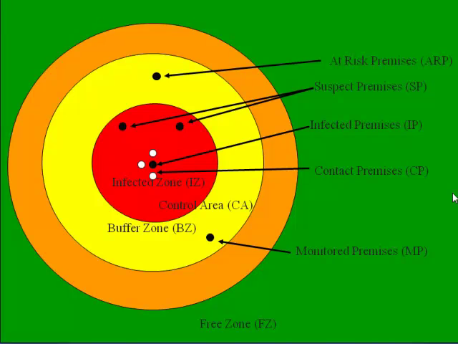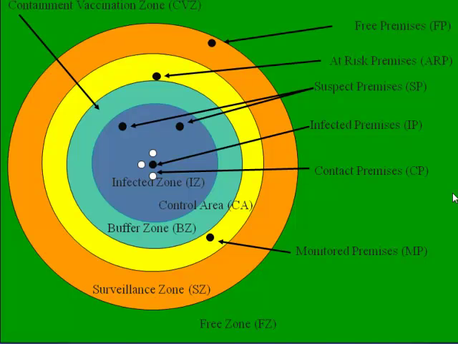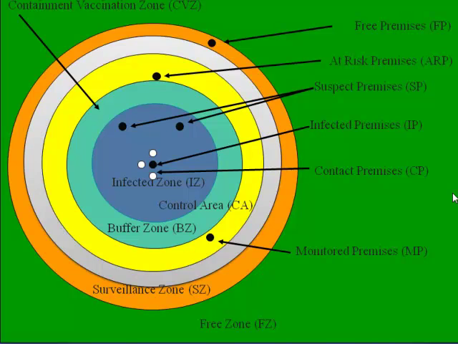Those locations in the surveillance zone would be called free premises. If we use vaccination, there's two types of vaccination zones depending on how you use it. You have a containment vaccination zone, or you could have a protection vaccination zone, and we can get into that a little bit in the scenario. If we get to that point, the key is there's a mechanism to identify the zone where you're going to use vaccine, and if you do use vaccine in those zones, those are vaccinated premises.